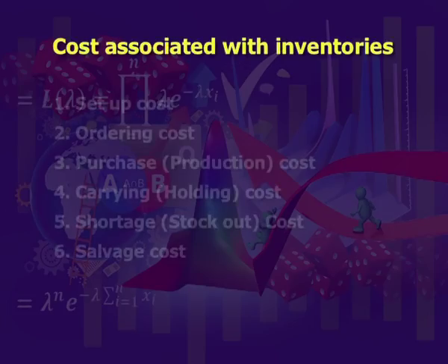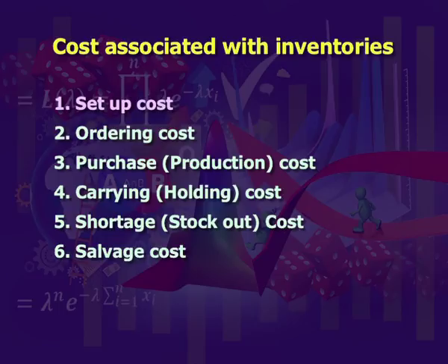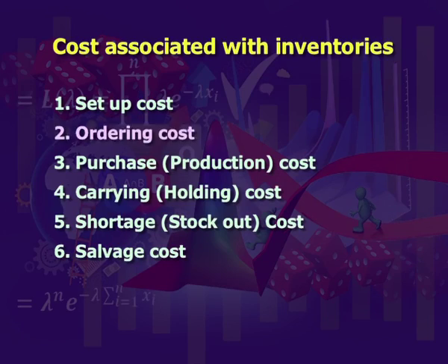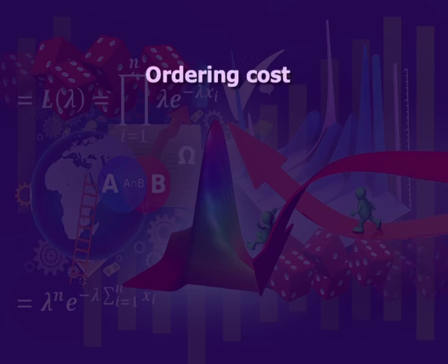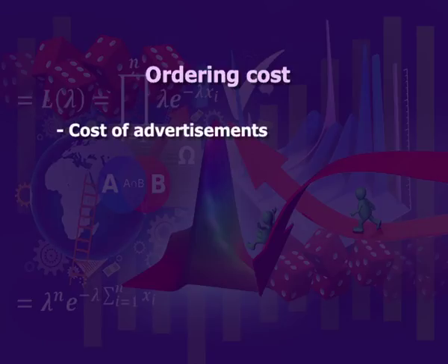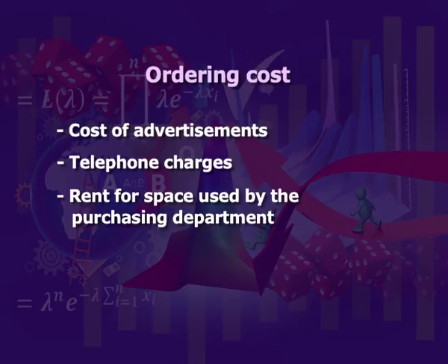Cost associated with inventories. First, setup cost. The cost associated with setting up of machinery before starting production is called setup cost. Second, ordering cost. The cost of ordering raw material for production purposes. It also includes the cost of advertisements, telephone charges, rent for space used by the purchasing department, travelling expenditure, etc.